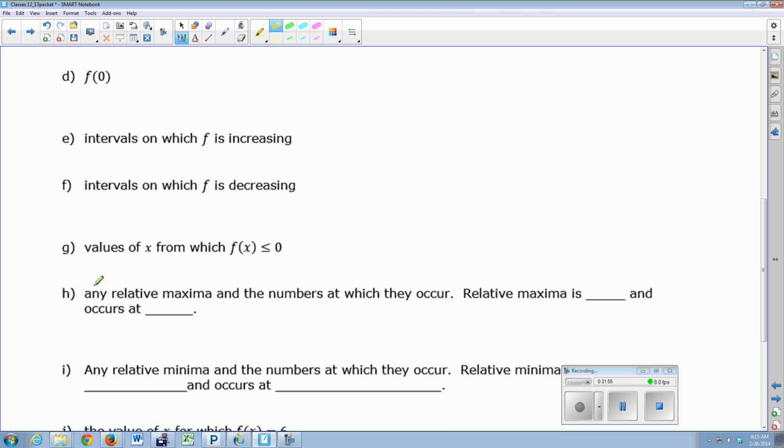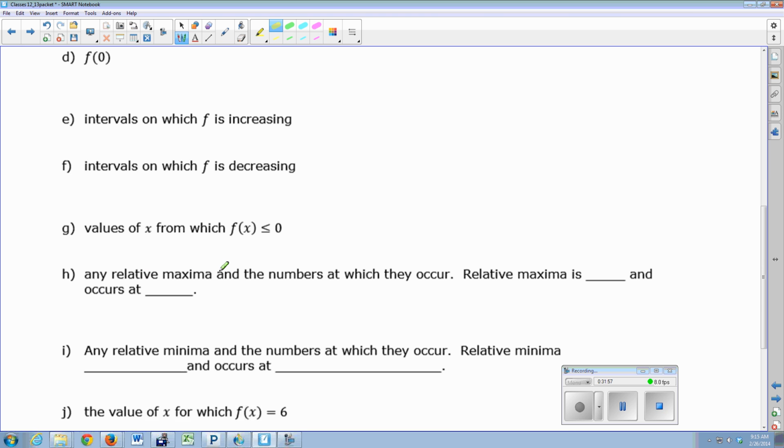So down here, when it says any relative maxima and the numbers at which they occur. Look at how this is phrased, and this is exactly what your book does. The relative maxima, and the reason they have an A now is because you can have more than one. A makes this plural. You can have one or more relative maxima. It's not absolute.